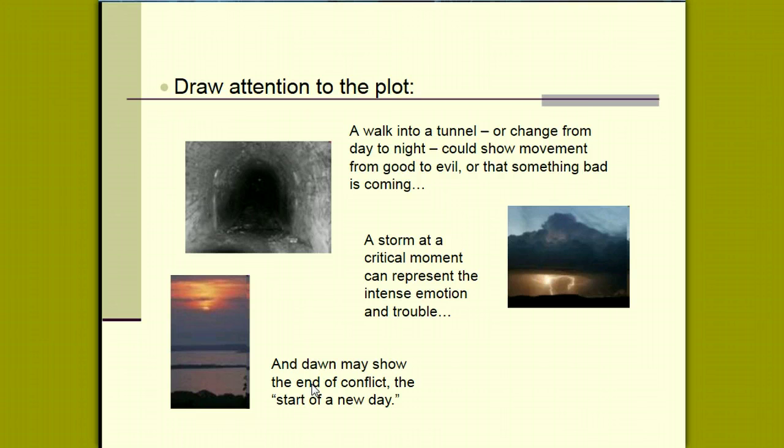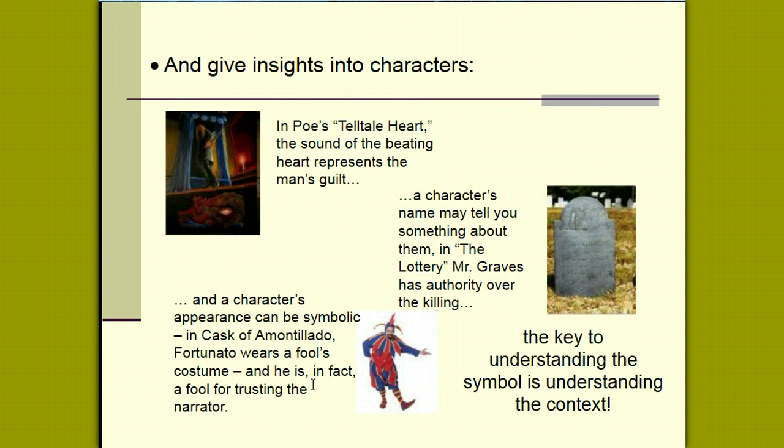A storm at a critical moment in a story or movie can represent intense emotion, trouble coming, and then you get that sort of classic cheesy ending when everything works out and all of a sudden there's sun rising over the horizon and that dawn of a new day, right? It tells you that symbolically everything is better now. There is light at the end of that dark tunnel. Ah, symbolism, see? It can also give insights into characters.